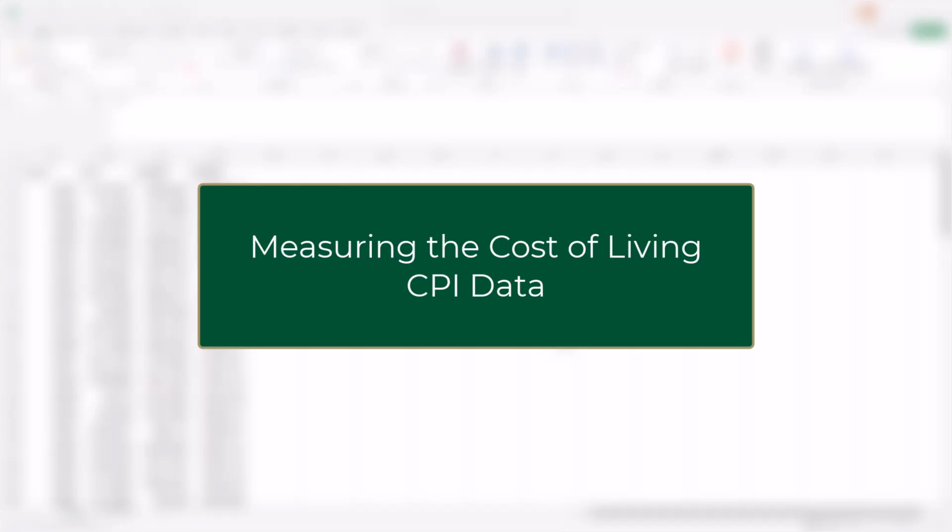In this video, we're going to use Excel to look at historical data on the CPI and use that to calculate inflation rates. And then we're going to look at a few applications, including adjusting amounts of money for inflation and looking at regional price parities.